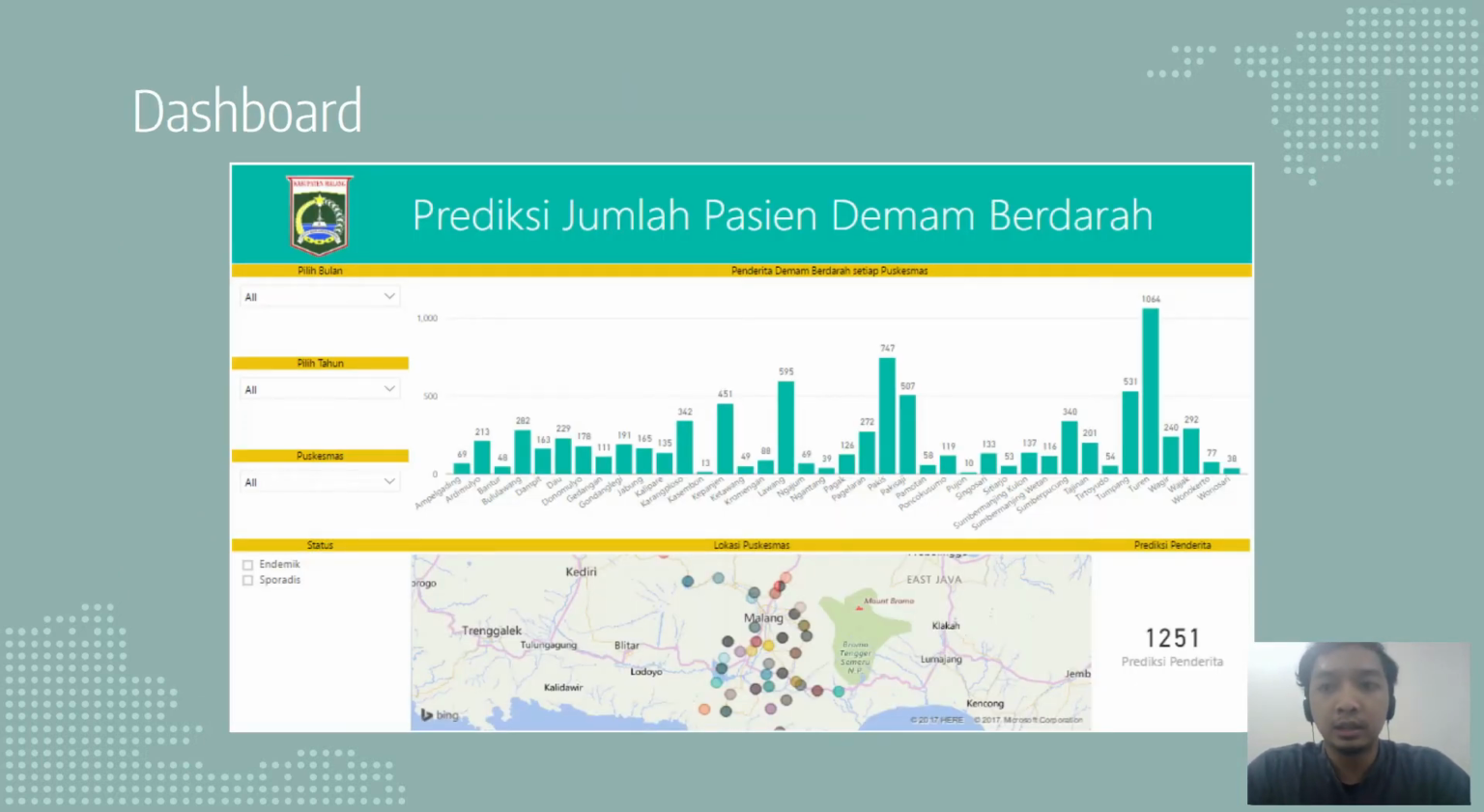Then here is the example of the dashboard. This dashboard was made by Bintang Setiawan, Information Systems batch 2015. He has already graduated, and because my dashboard is not finished yet, I use his dashboard for this presentation. This is the view of the dashboard for predicting or forecasting the cases in Malang Regency.